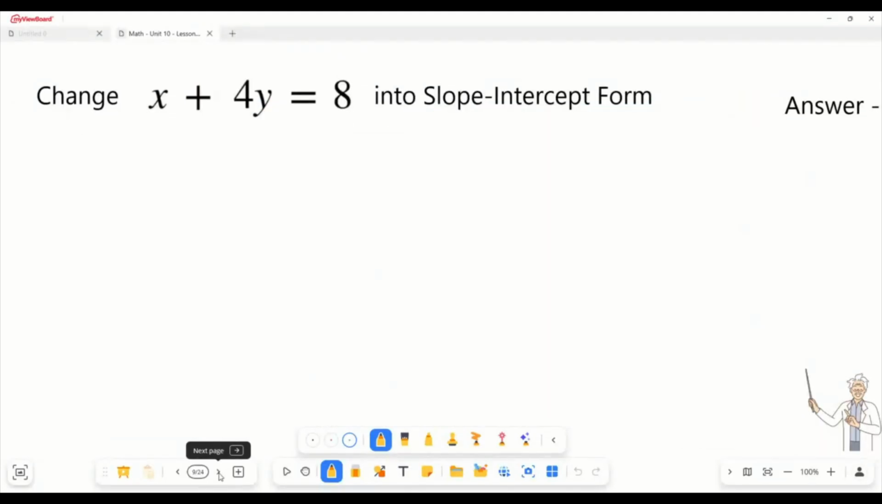Let's do another one. This is in standard form. AX plus BY equals C. No fractions, variable X and Y on the same side. The X term is positive. Slope-intercept, Y equals MX plus B. I've got to turn this into this.